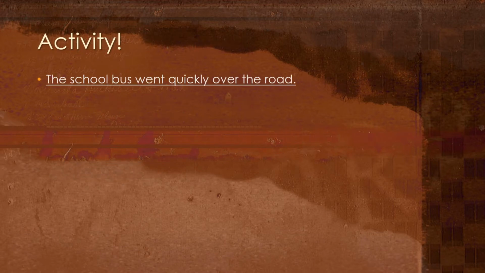Just a few more. The school bus went quickly over the road, okay? Here we're talking about a complete subject being the school bus, right? It tells us what kind of a bus it is, okay? And we know that the school bus is the thing doing the action, right? It's the thing going quickly over the road. And the simple subject then is just bus, right? We get rid of school, which tells us what kind of bus it is.